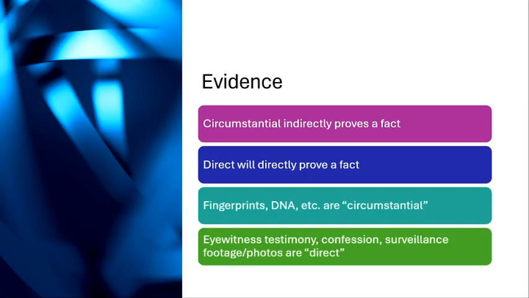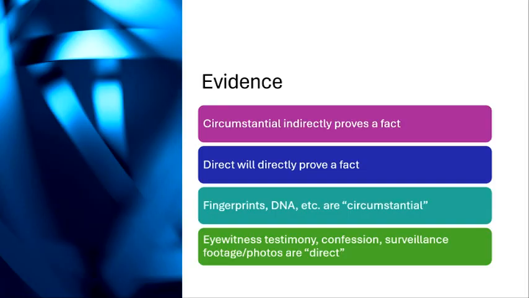Whereas eyewitness testimony, a confession, or some kind of surveillance would directly prove a fact, so they are considered direct evidence. It's important to note, yes, it would make sense that DNA and fingerprints are direct evidence, but they are in fact circumstantial in this weird phrasing of things. But they do still prove facts.